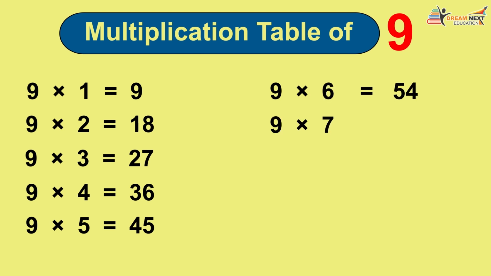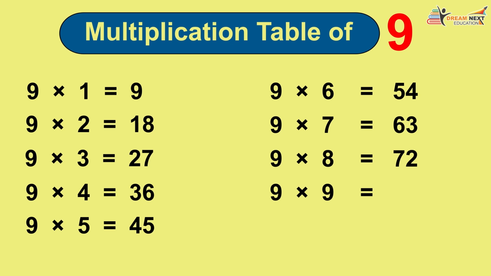9 into 7 is equal to 63. 9 into 8 is equal to 72. 9 into 9 is equal to 81. 9 into 10 is equal to 19.